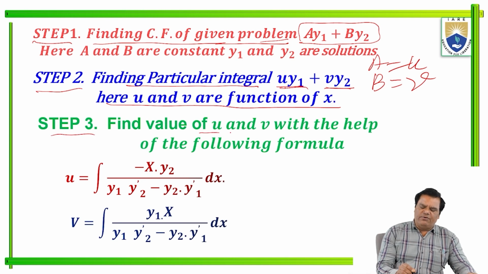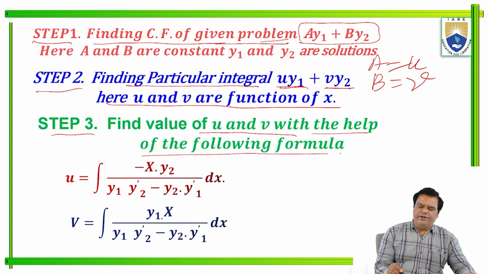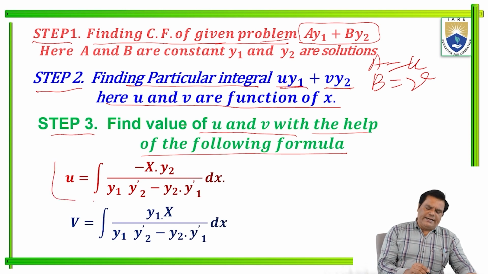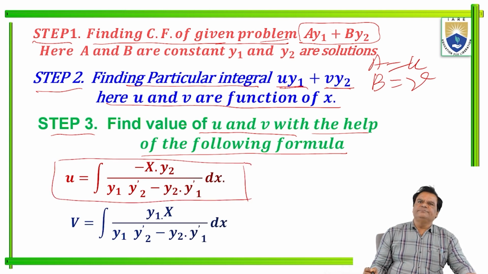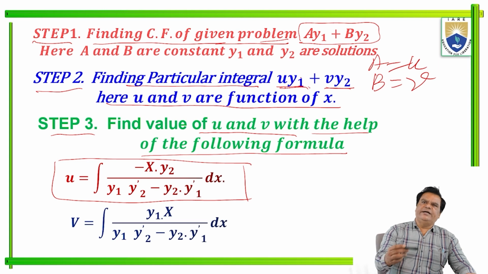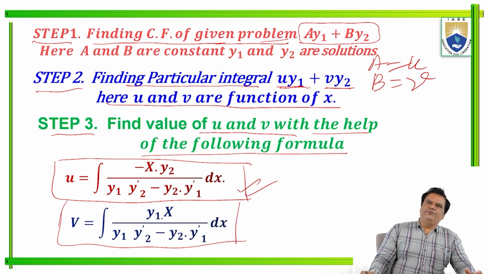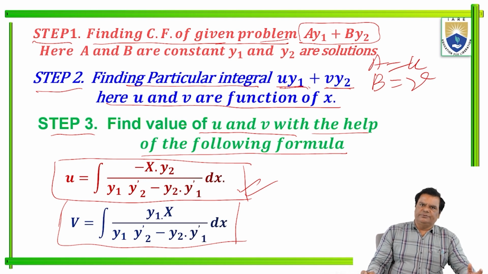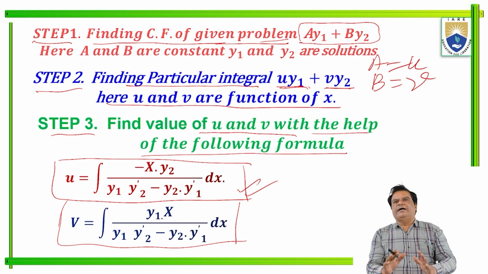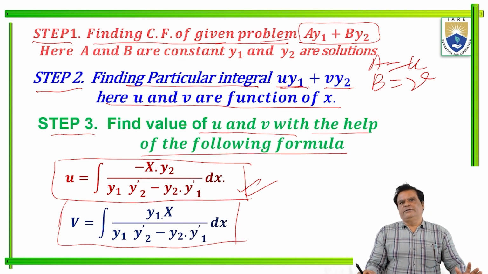Step 3: find the values of u and v with the help of the following formula. Here we apply this formula directly. After verifying the solution against equation 1, we get this general formula. U equals minus the integral of x y2 upon (y1 y2 dash minus y1 dash y2) dx. V equals the integral of x y1 upon (y1 y2 dash minus y2 y1 dash) dx. So we can find u and v, and shortly we can apply this formula in our question.